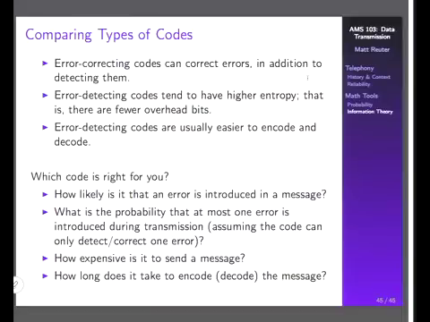We might be interested, as we were trying to work through on Monday, in the probability that at most one error is introduced during transmission. Because if we know that we're expecting maybe 2 or 3 errors during the transmission process, do we want to use something like this Hamming code that only accounts for 1 error? No. If we're expecting 2 or 3 or 4 errors, we should use a code that can handle 2 or 3 or 4 errors. Maybe we're interested in how expensive it is to send a message?